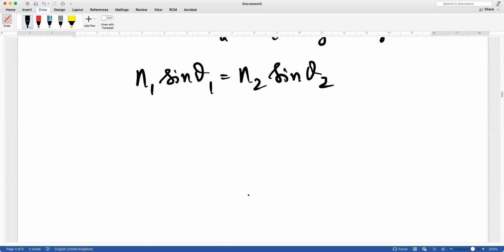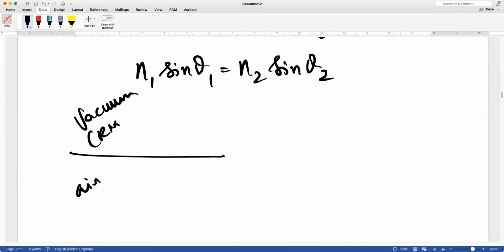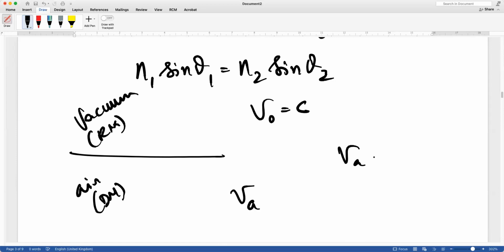And let's say we change it to, for example, going from vacuum to air. So now it is relative. This becomes the rarer medium, and this becomes the denser medium, because the velocity in vacuum is C, and this is VA. Definitely VA is going to be less than C. So that is why this becomes a denser medium.